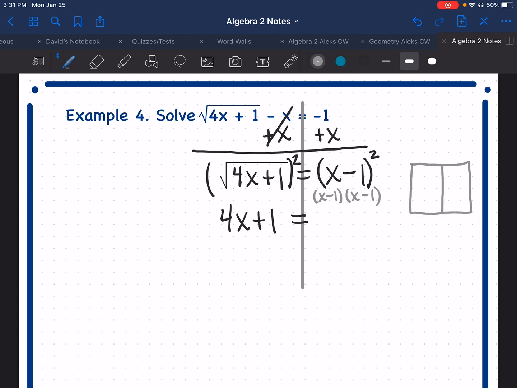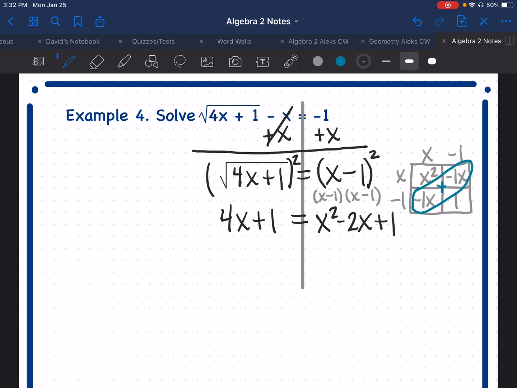You're going to draw your box, and you're going to use the box method to multiply x minus 1 times x minus 1. X times x would be x squared. Negative 1 times x is negative 1x. Negative 1 times x is negative 1x. And negative 1 times negative 1 is positive 1. My like terms are going to be right here, and the box is telling me to add them. So here's what I have for an answer: x squared minus 2x plus 1.